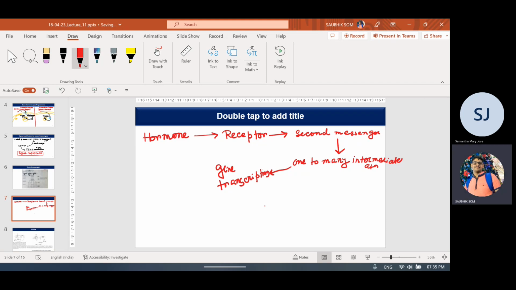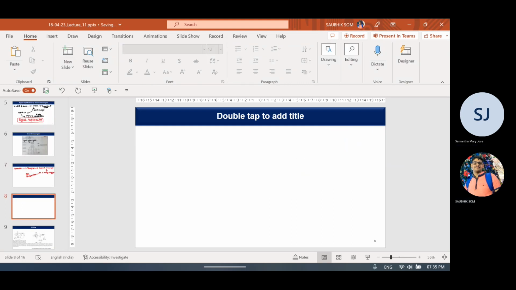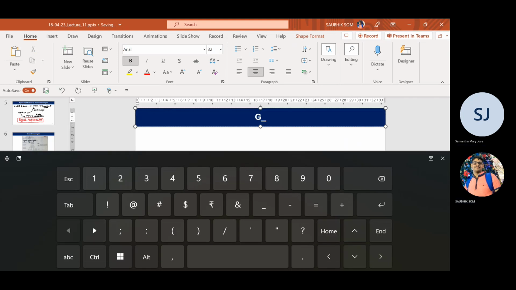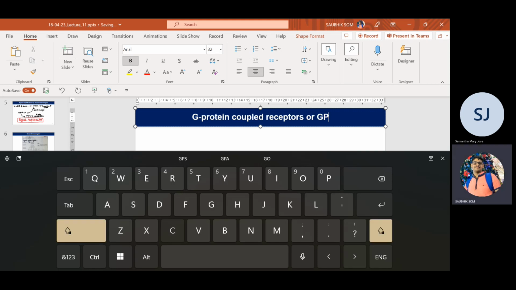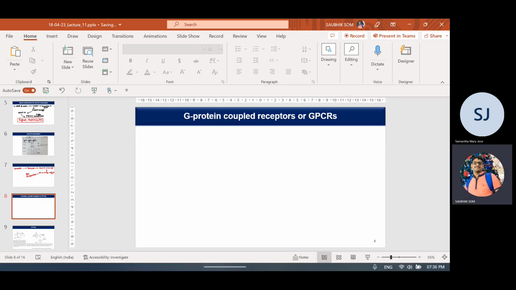This is the basic scheme of the hormone receptor. So the first one we will look at is known as the G protein coupled receptors, or GPCRs. Okay. So how do GPCRs work?